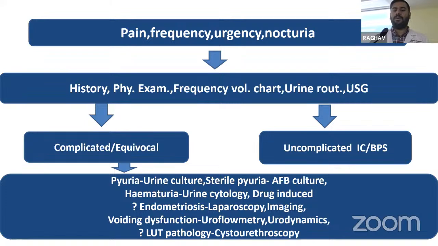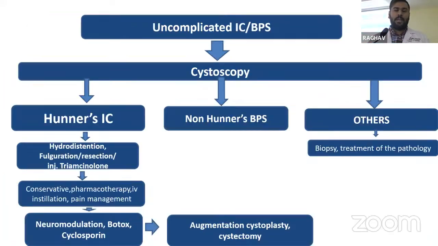There may be sterile pyuria, which is followed up with AFB culture. There may be hematuria, which is followed up with urine cytology, or drug-induced or query endometriosis, which can be confirmed on laparoscopy or imaging. The voiding dysfunction is then followed up with uroflowmetry and urodynamics. For lower urinary tract pathology, cystourethroscopy is a must.